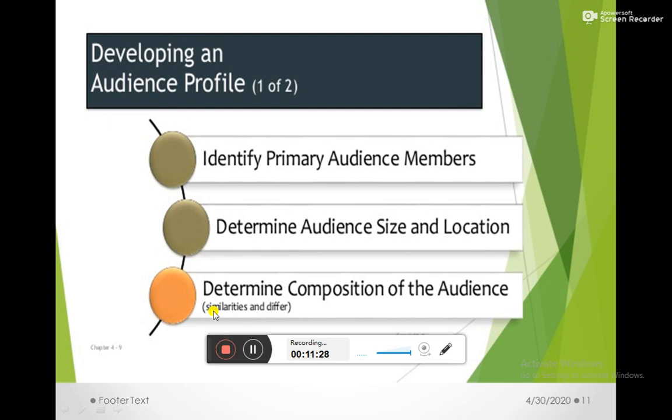If you look at determining the composition of the audience, it means that you look for similarities and differences in culture, languages, age, education, organizational rank and status, attitudes, experience, motivations, bias, beliefs, and any other factors that might affect the success of your message. So these are the three points, and moreover we have some other points as well.